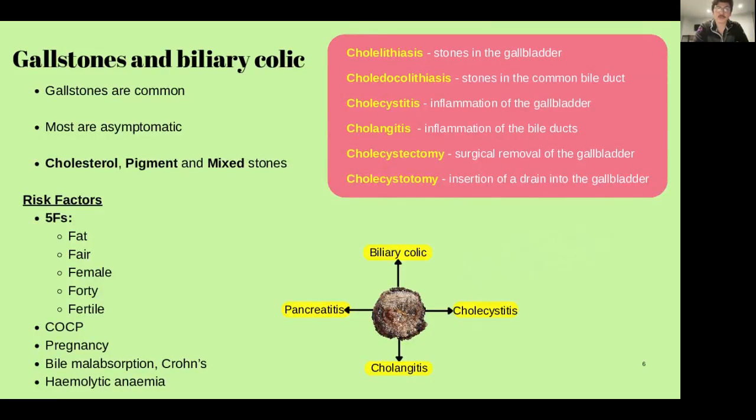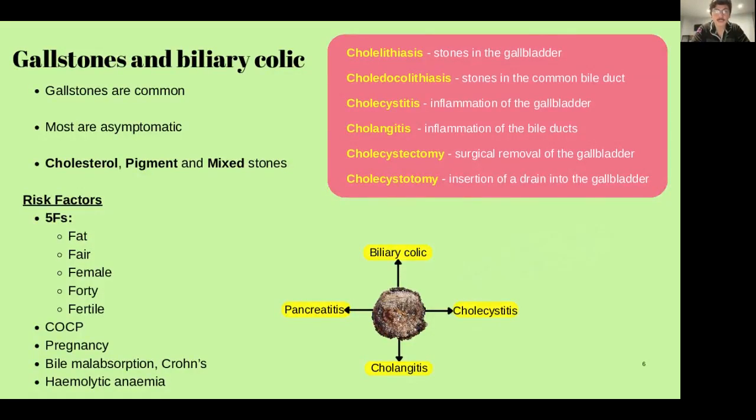In terms of pigment stones, you see those with conditions like hemolysis or hemolytic anemia. When the red blood cells get broken down, the hemoglobin gets turned into bilirubin, and if you have too much of that, it can form bile pigment stones. So the key risk factors, the 5 Fs: female, fat, fair, 40, fertile. Not to be confused with the 5 Fs of abdominal distension: fat, fluid, flatus, feces, and fetus.